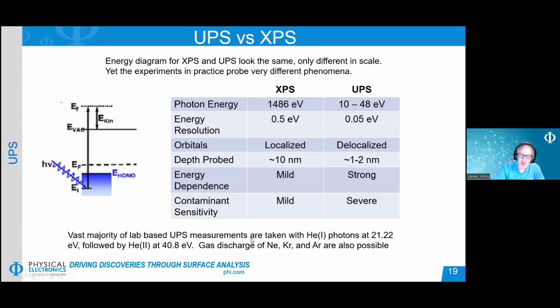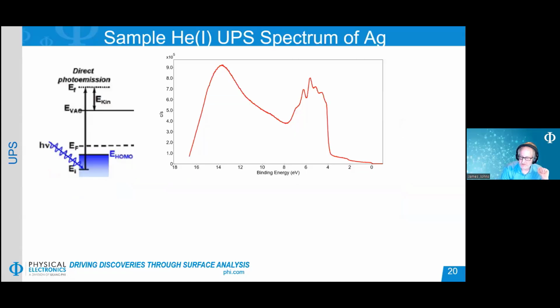By far, the most common system for taking lab-based UPS measurements uses a helium-1 gas discharge lamp, which has a photon energy of 21.2 eV, followed by helium-2, which is just the 1s to 2s transition for the helium plus cation. But you will also see some experiments doing UPS with neon, krypton, and argon as well. In fact, most lamps that can do UPS with helium can also use other noble gases. So just something to keep in mind.